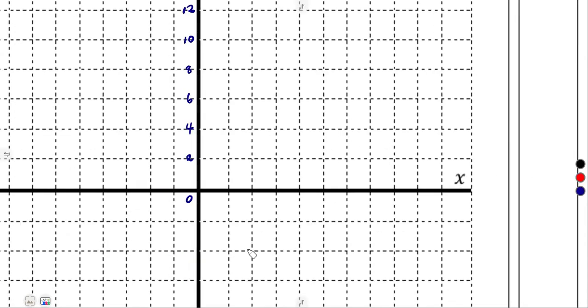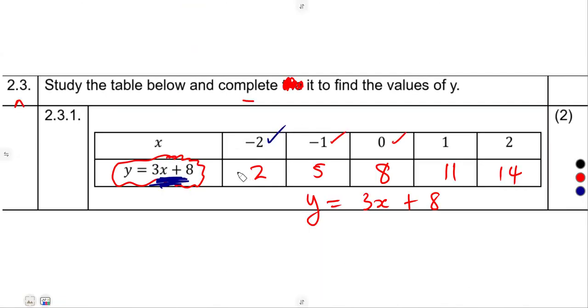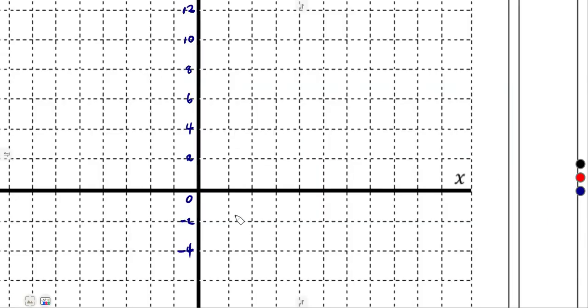Okay, so that is it. We do not have negative values for y. For x, we have minus 2 up to 2. So you can even use 0, 1, 2, 3, minus 1, minus 2, minus 3. It makes no difference there. It's fine like that.